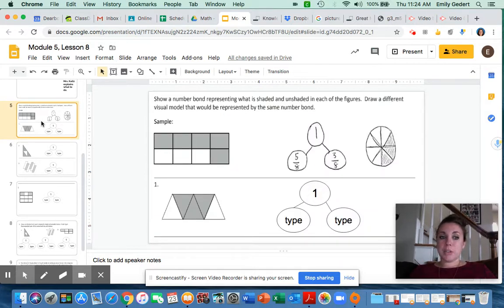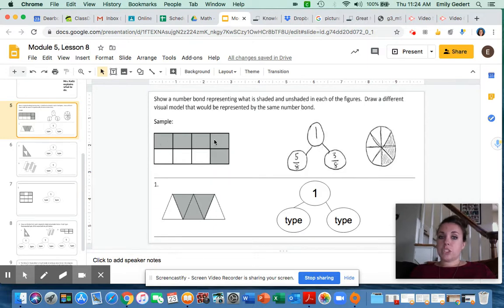So for pretty much all of the problems, you're going to be looking at a picture and you're going to need to create a number bond. Now at the top of the number bond is 1 because we're looking at the picture as one whole and we're breaking that 1 into smaller parts. So in the sample, this whole rectangle is 1.